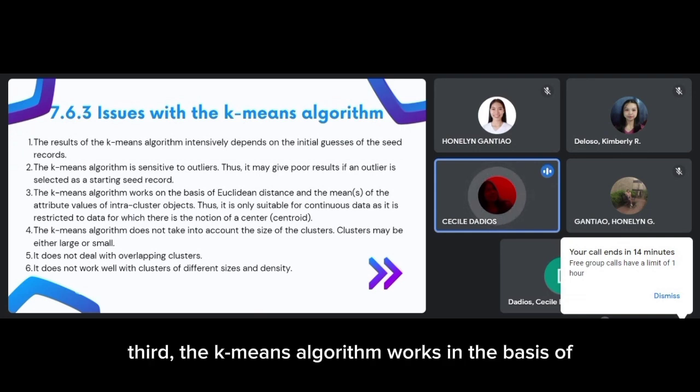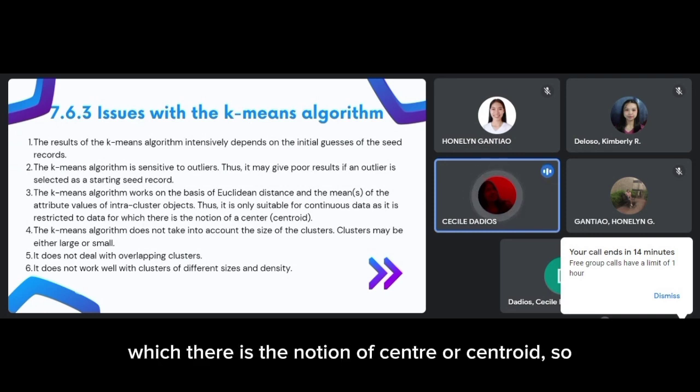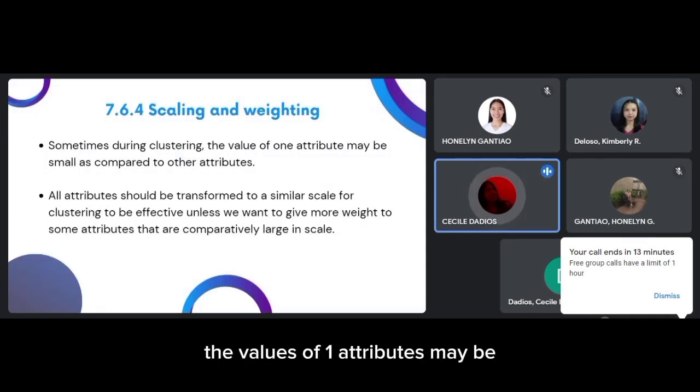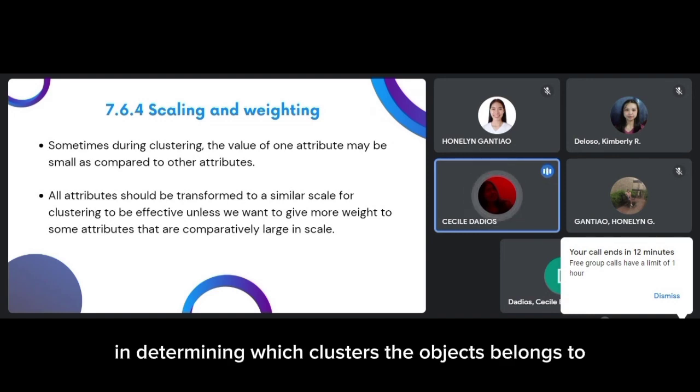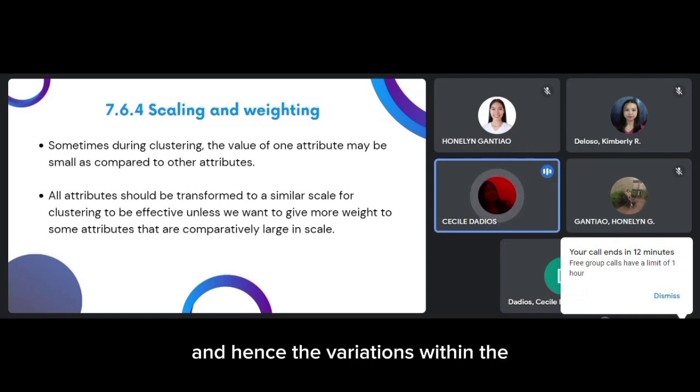Third, the K-means algorithm works on the basis of Euclidean distance and the means of the attribute values of intra-cluster objects. Thus, it is only suitable for continuous data, as it is restricted to data for which there is the notion of a center or centroid. So sometimes during clustering, the values of one attribute may be small compared to other attributes. In such cases, that attribute will not have much influence on determining which cluster the objects belong to, as the values of these attributes are smaller than other attributes and hence the variations within the attribute will also be small.